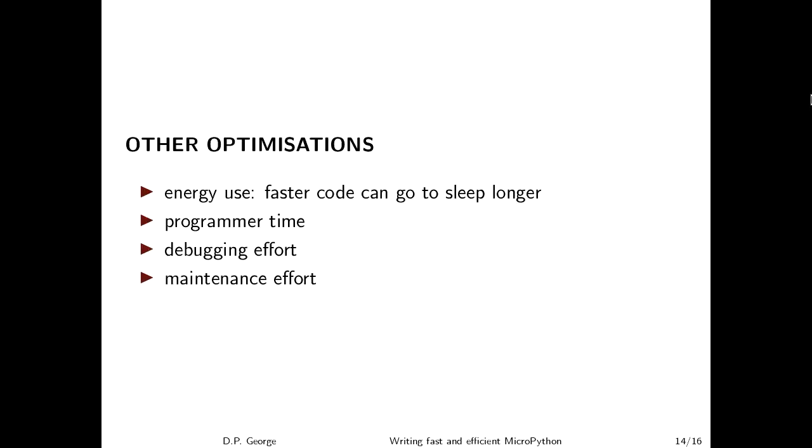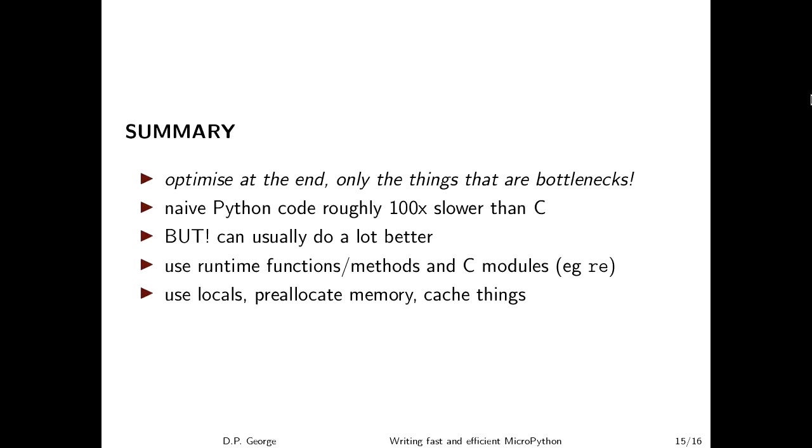But then you've got to think about other optimizations, like how long did it take you to code it, how long does it take you to debug it, and how long does it take you to maintain this thing. So you've got to make sure you only optimize things that really need to be optimized. And I think that's the key thing that you say to any programming language: optimization should be at the end, after you've worked out what the bottlenecks are.